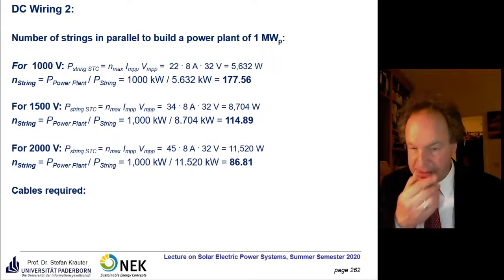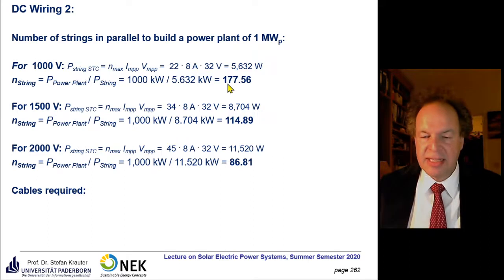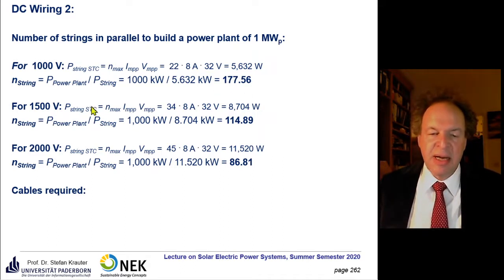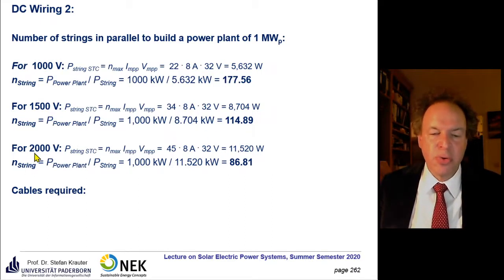So the number of strings we have to put in parallel to build a power plant with 1 megawatt, we calculated already, that's 178 strings. If we go up to 1,500 volts, we need fewer strings, because one string has more modules, so we only need 115 strings. If we go up to 2,000 volts, then in each string we have 45 modules and a power output of 11.5 kilowatts. So altogether we need fewer strings, only 87 strings.